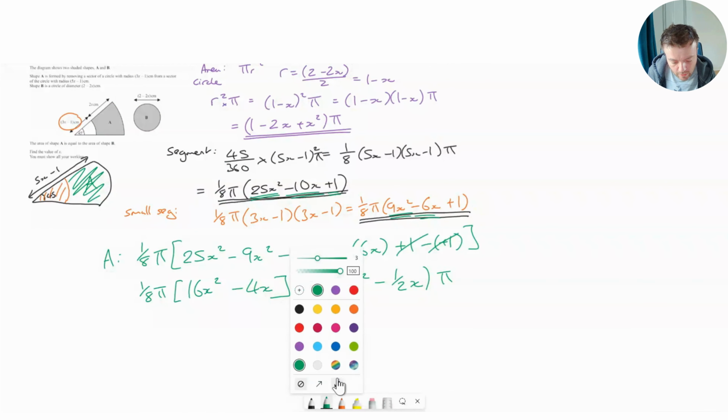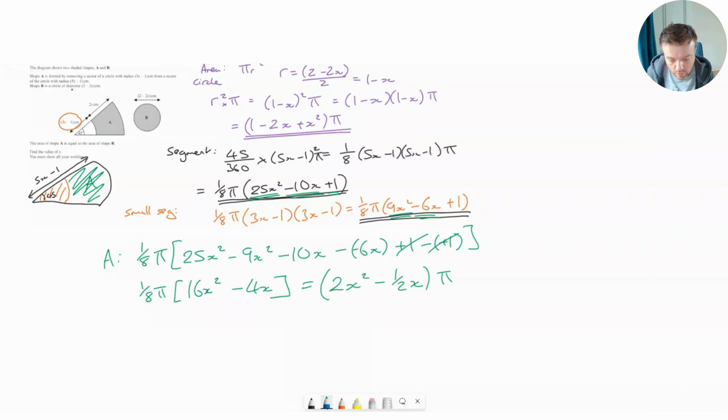So the next bit is, let's go and change our color. Here, we've basically got to make these values equal, because we have our value up here, which is this bit here, and we have our value up here. That will allow us to find out what value of x is. So let's just take these two values. We're going to have 2x squared minus a half equals 1 minus 2x plus x squared.